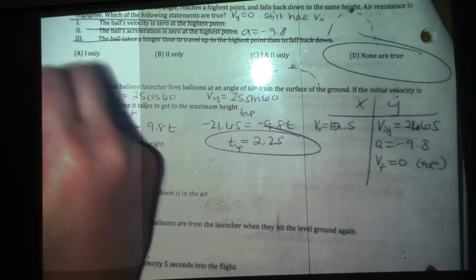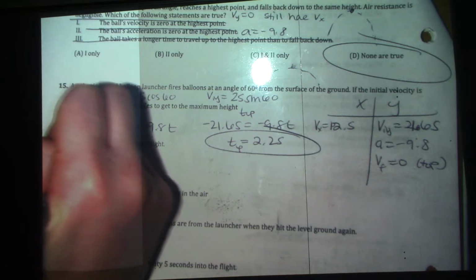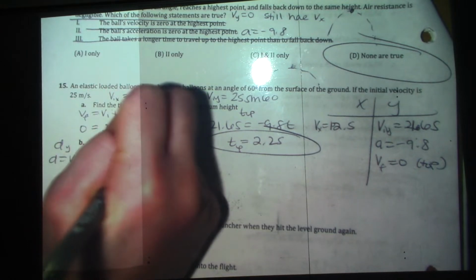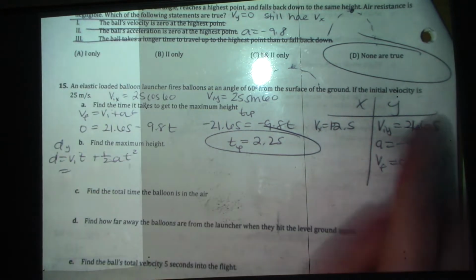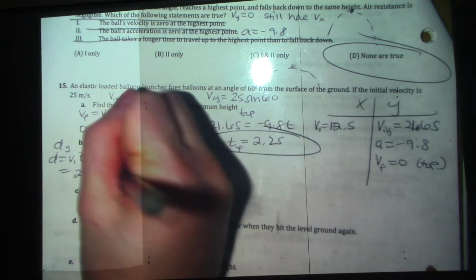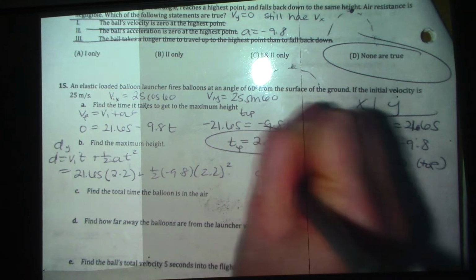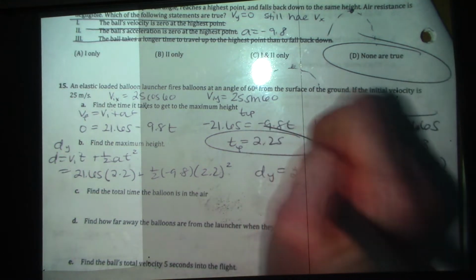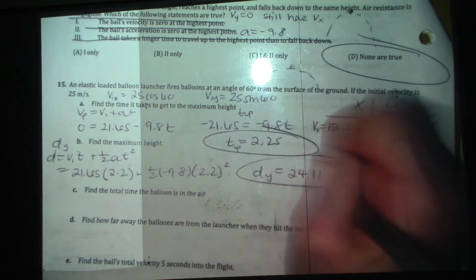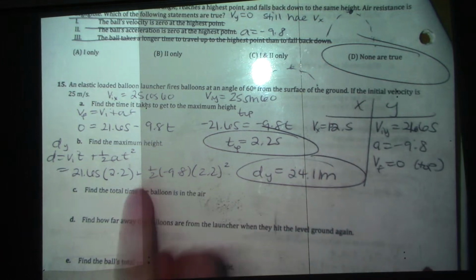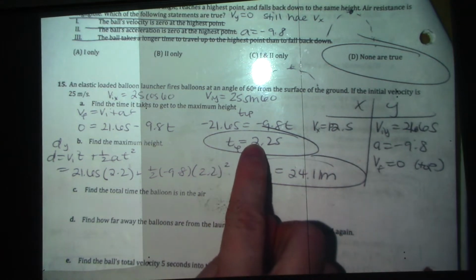Maximum height is asking for y distance. I'm going to plug into my vit plus 1/2 at squared. Initial velocity for y is 21.65. T up, because we're talking about the height at the very, very top, so we use t up. 1/2 times negative 9.8 times 2.2 squared. So that gives me a y displacement of 24.11.